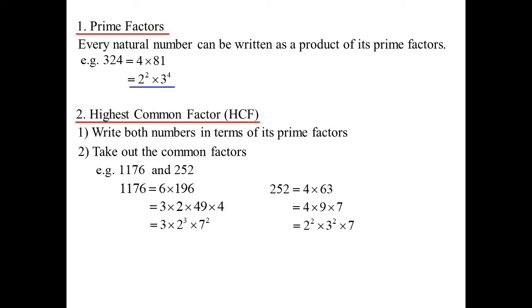So now we pull out the common factors. So 2 squared is in both, has to be in both. So I don't grab 2 cubed because 2 cubed is not in the second one. So it's the lowest power we want for this one. 3, the lowest power we've got is 1, and 7, the lowest power we've got is 1. So the highest common factor of both is 84.